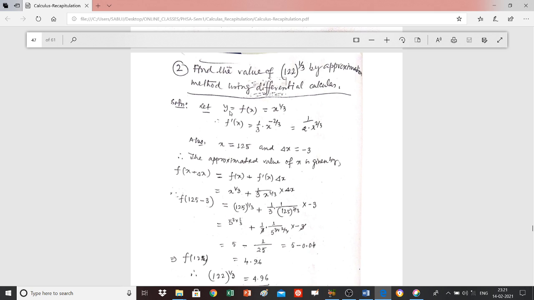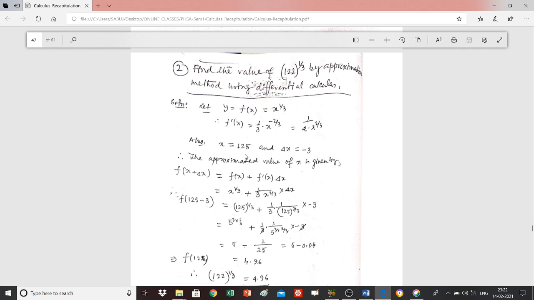Let y = f(x) = x^(1/3). Then f'(x) = (1/3)x^(-2/3), which is 1 by 3x^(2/3). It should be 3; mistakenly it is written as 2.